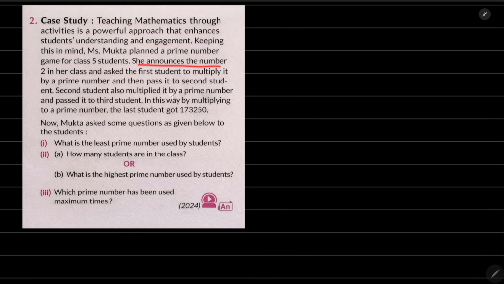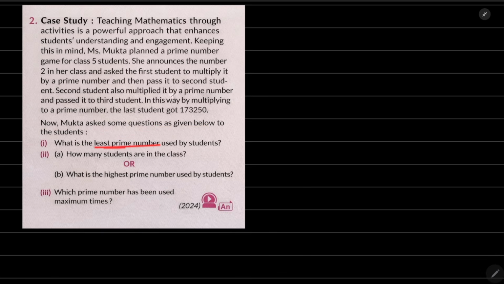So she announces the number 2 in her class and asks the first student to multiply it by a prime number and then pass it to the second student, who also multiplies it by a prime number, and then she passes it on to the third student. In this way, by multiplying by a prime number, the last student got a number which is 1,73,250. Now Mukta asked some questions as given below to the students.